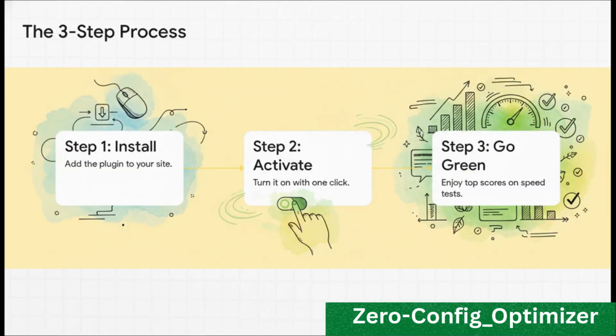And here it is, the entire process, perfectly summed up by Sandeep Gupta's own phrase. Step 1, you install the plugin. Step 2, you activate it. And Step 3, you go green. He's talking about those beautiful green top-tier scores you're going to see in your performance tests. That's it. There is no Step 4.